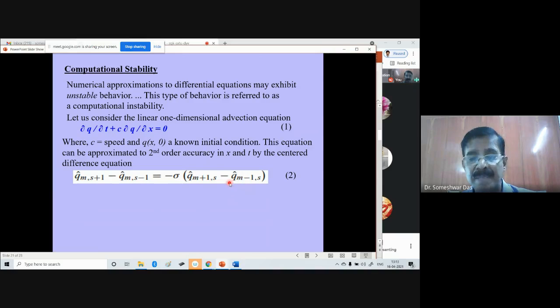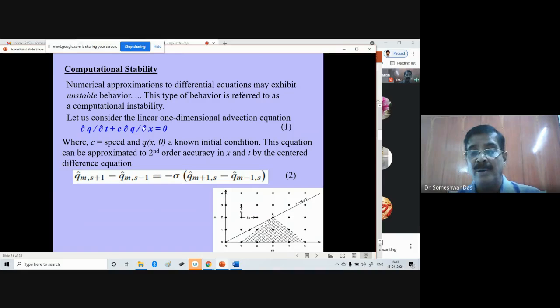Okay, where M is indicating the time step here, and S is the location in the horizontal. So this is the discretized form of this one-dimensional advection equation. Now here is an example of the grid representation.